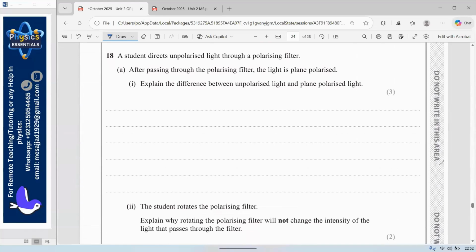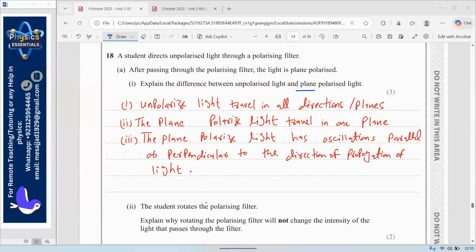Question number 18. A student directs unpolarized light through a polarizing filter. After passing through the polarizing filter, the light is plane polarized. Explain the difference between unpolarized light and polarized light. For such a question, remember three pet points. Number one, the answer is that unpolarized light travels in all directions or all planes, whereas plane polarized light travels only in one plane.